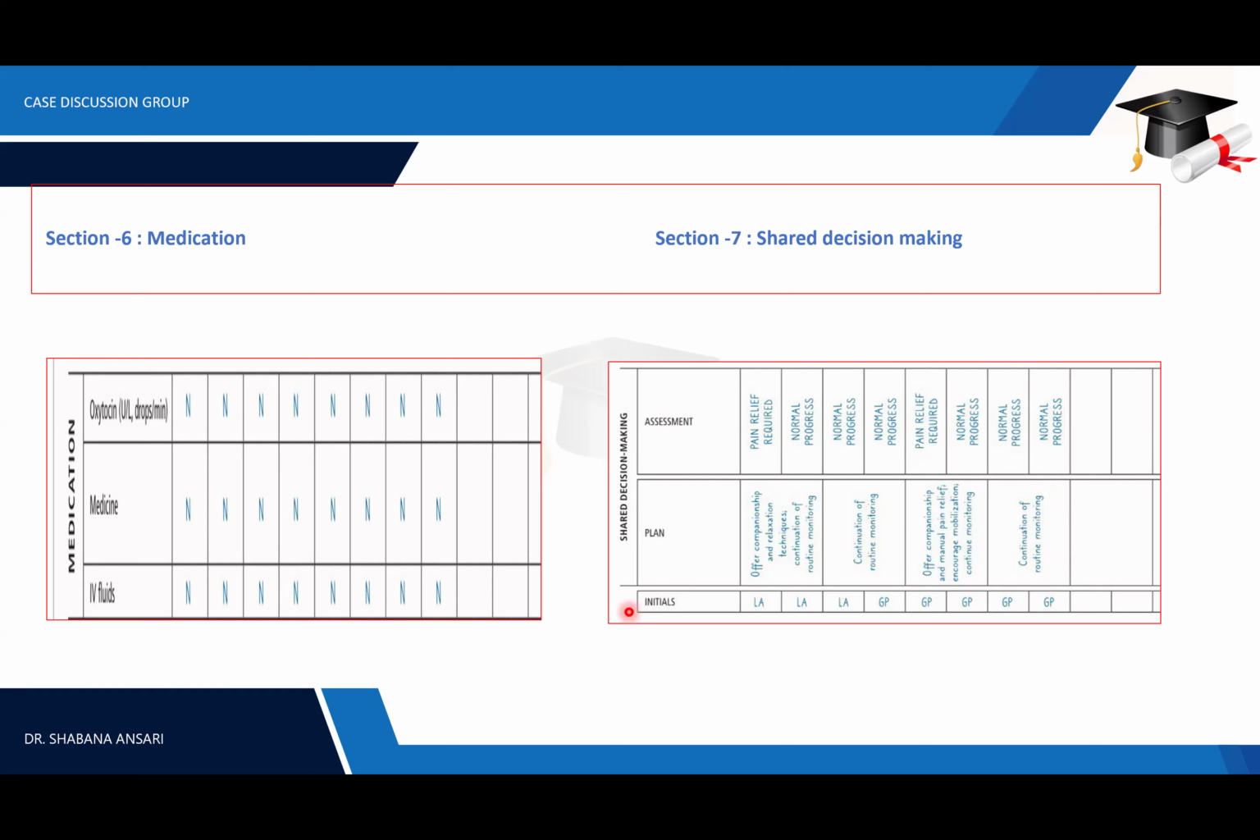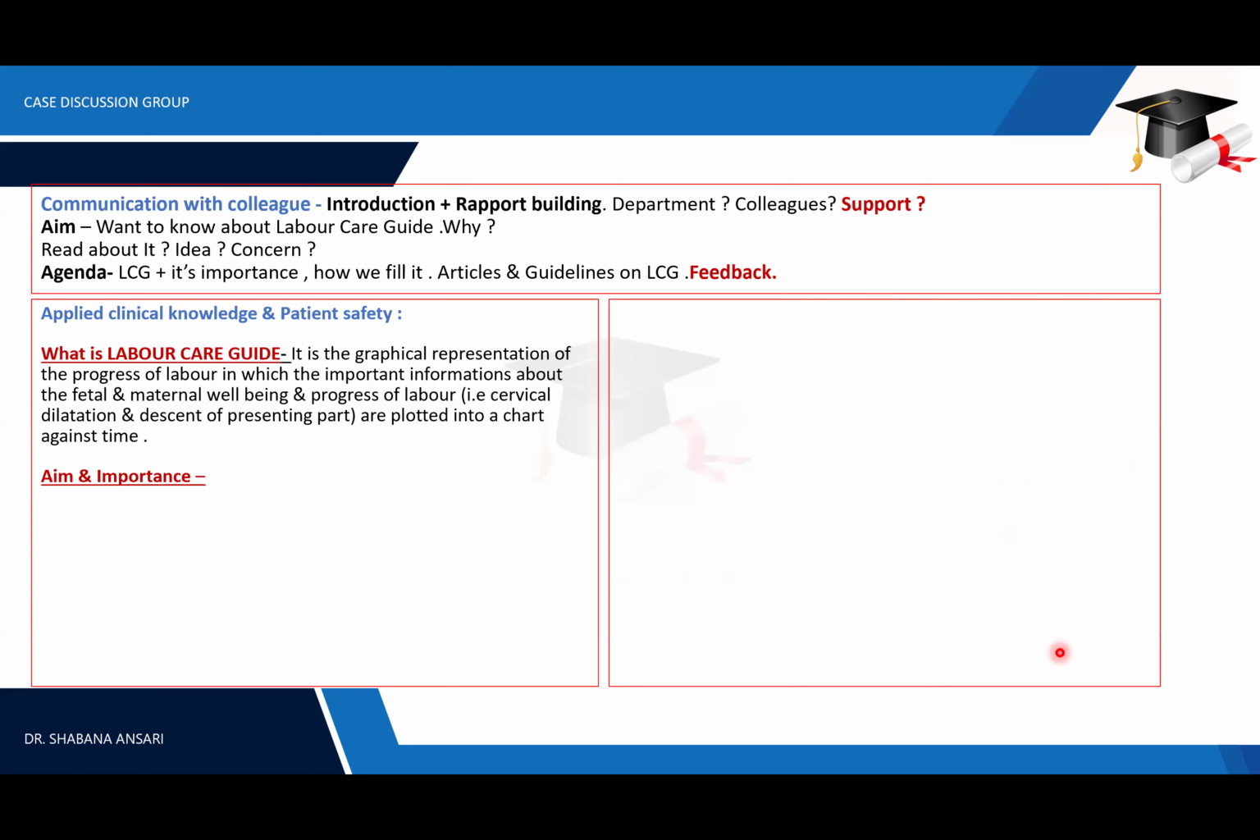Okay, and in the end, we are going to write our initials. So if my name is Shabana Ansari, I will write SA. If it was Dr. Kazi Mahmouda, she will write KM. Okay, so this is how we will fill all the sections.